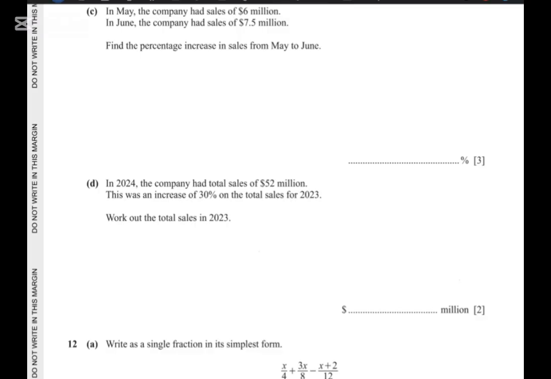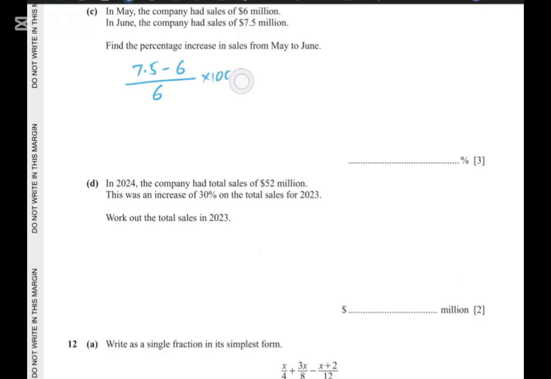Question C. In May, the company had sales of $6 million. In June, the company had sales of $7.5 million. Find the percentage increase in sales from May to June. So to find the percentage increase, you have to subtract, that is 7.5 minus 6, divide by the original number from where the number has increased, that is 6, into 100.